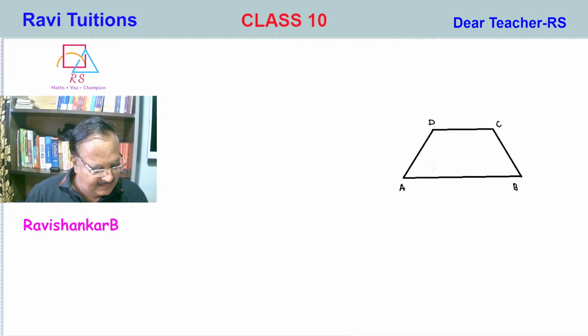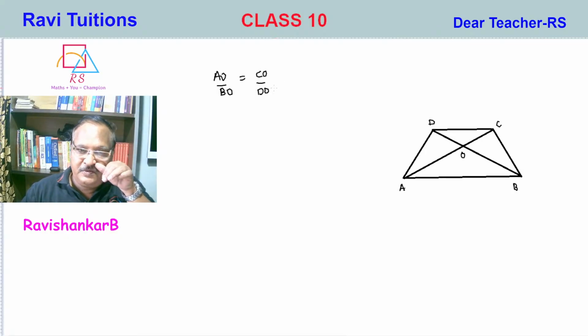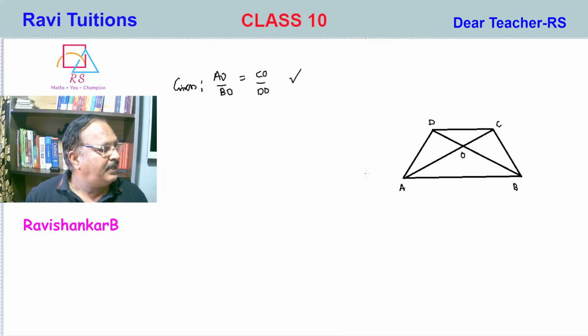So diagonals are intersecting at O. Same thing as in the previous problem. Diagonals are intersecting at O. Okay. And given that AO by BO is equal to CO by DO. This is given. Now, using this, you have to prove ABCD is a trapezium. So, ultimately, you should prove AB and CD parallel.